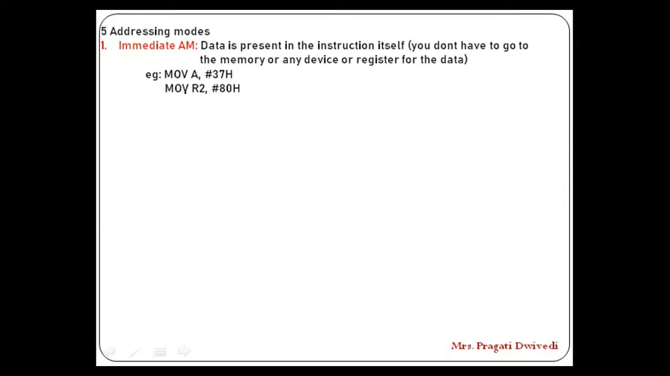Again, MOV R2, #80H. So 80H is your data which you are going to move into R2. In all instructions, whatever you have on the right hand side is the source, and the left hand side is your destination. All right. So all I need to know in immediate is to check if there is a number accompanied with a hash. Hash is important. Only if there is a hash symbol in your instruction will you say it's an example of immediate addressing mode.